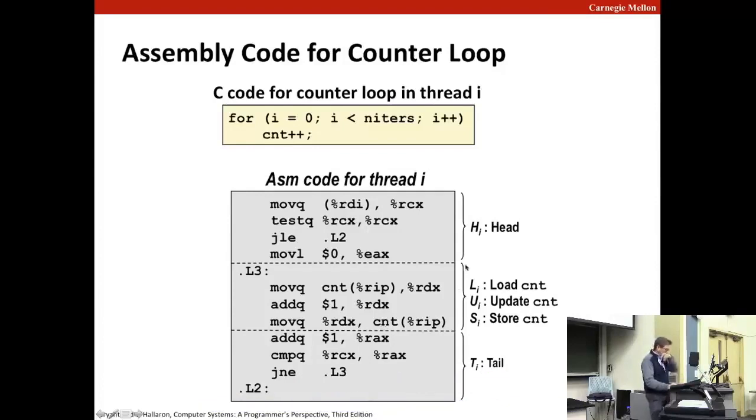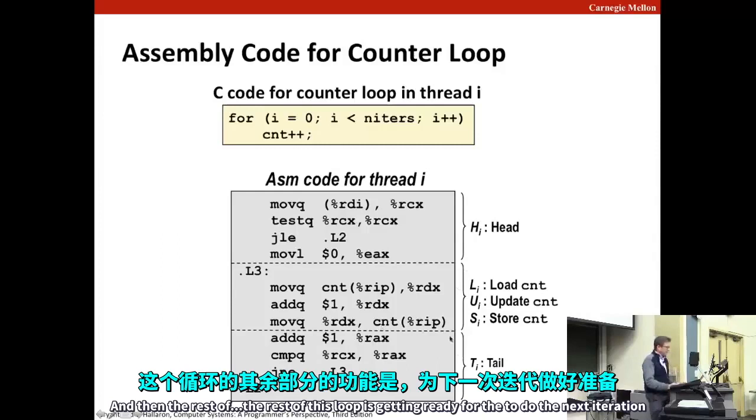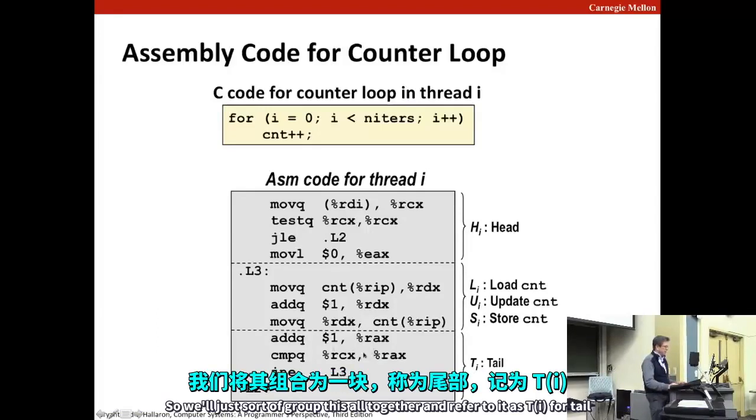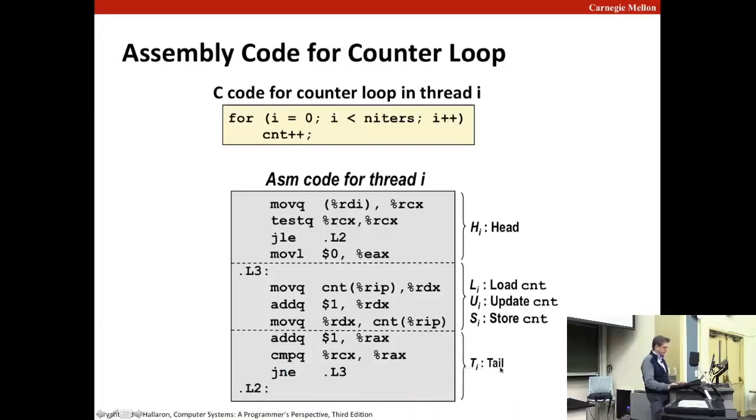And then the rest of this loop is getting ready to do the next iteration. It's not directly related to incrementing count, so we'll just group this all together and refer to it as T_i for tail.